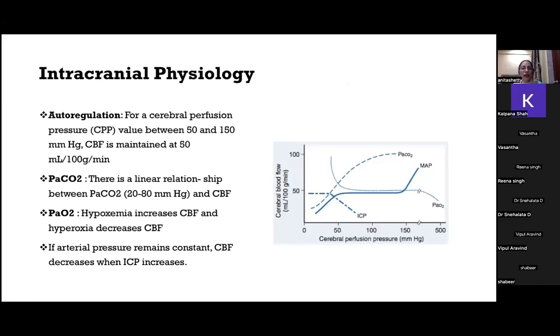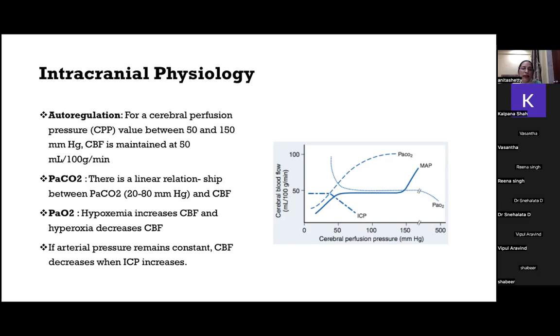Now, what is autoregulation? For a cerebral perfusion pressure between 50 and 150 millimeters of mercury, the cerebral blood flow is maintained at 50 ml per 100 gram per minute. But if the CPP falls below 50, there are chances of ischemia, and above 150, there can be hemorrhage or edema. Now, regarding PaCO2, there is a linear relationship when it is in the range of 20 to 80 millimeters of mercury, and the cerebral blood flow also will increase in this range.